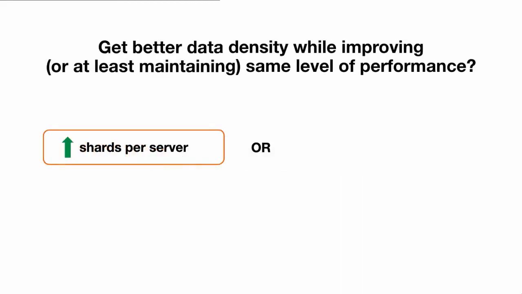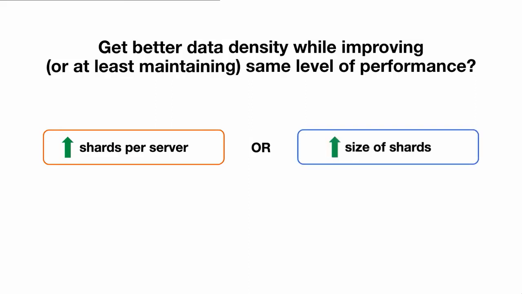So obviously that's not going to work, so we needed to do something better in Osiris. Get better data density while improving, or at least maintaining, the same level of performance. Increase shards per server or increase size of shards. So what we realized was we need to vastly increase the amount of data we can store per server, but we don't want to sacrifice performance or any of the other things we need to get there. So this means we either need to maintain the same performance while either increasing the number of shards we can support on one server or increasing the size that individual shards can grow to without performance issues.